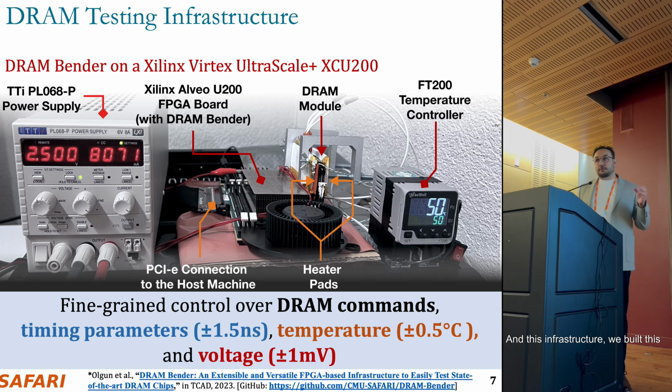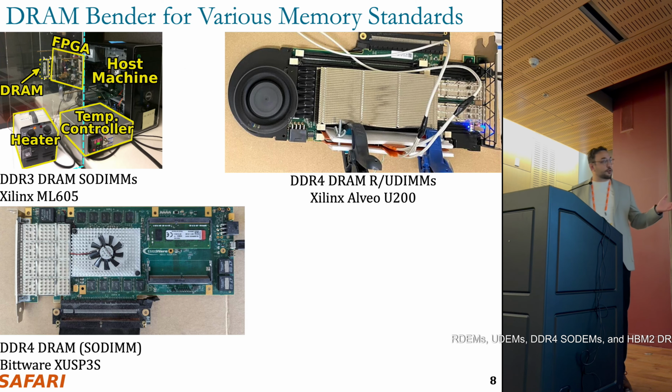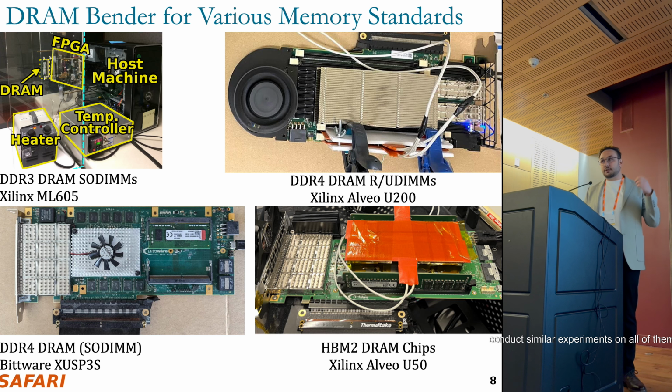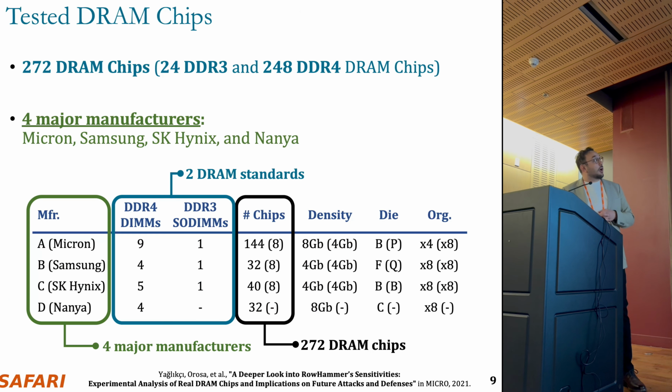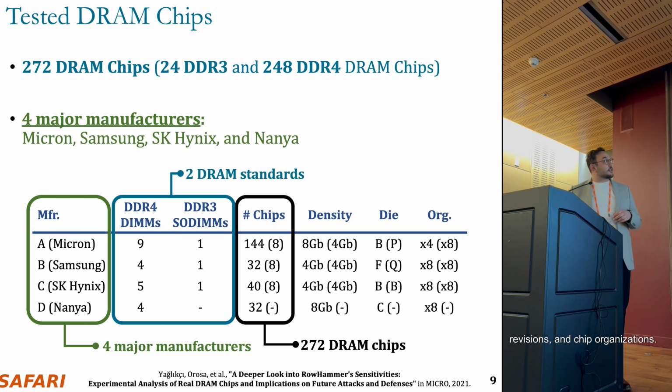We built this infrastructure for different DRAM standards, including DDR3 SODIMMs, DDR4 RDIMMs, UDIMMs, DDR4 SODIMMs, and HBM2 DRAM chips. And we conduct similar experiments on all of them. But in the set of experiments that I'm going to share, we test 272 DRAM chips from 4 major manufacturers that implement different densities, die revisions, and chip organizations.